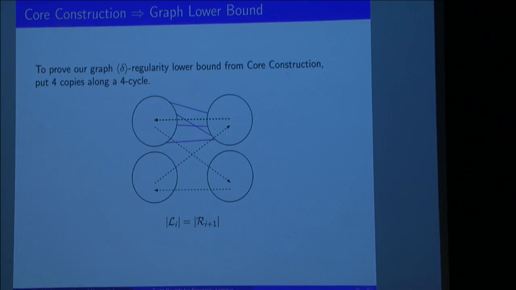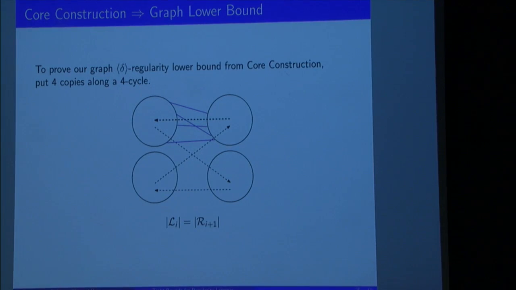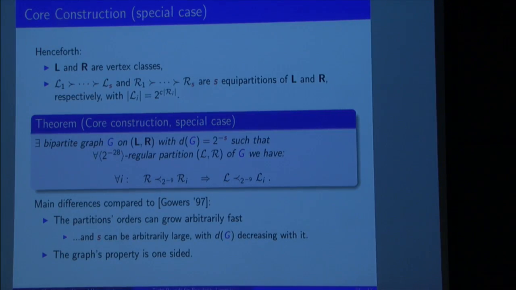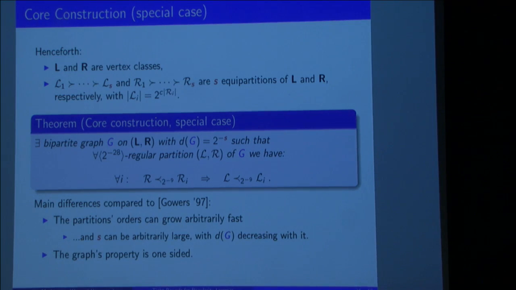I'm just talking about the blue edges. The blue edges here and the blue edges here are the same. This is the same graph, just four copies of it. And since this is a cycle, you get a cycle of implications, which doesn't end until you approximately refine the very last partitions, the S partition. You never lose anything in the delta parameter. It's always 2 to the minus 9, all along the circle of implications.